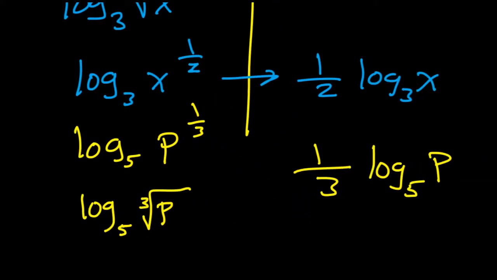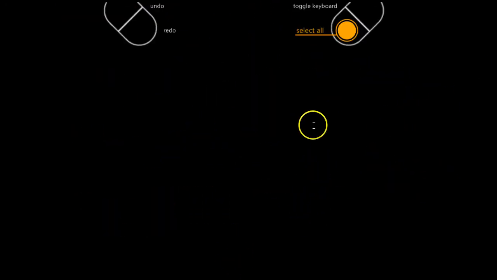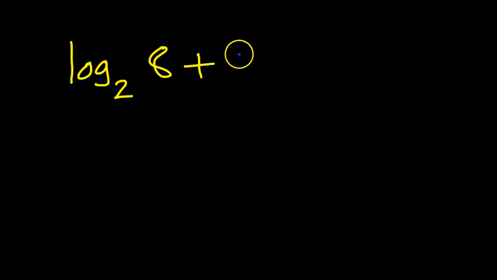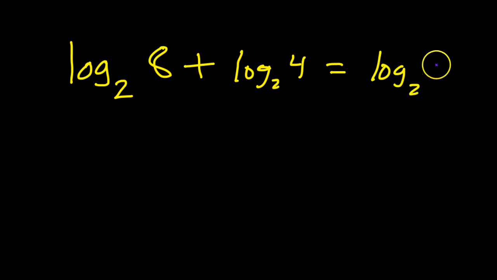And I just remembered one more thing I got to tell you. Let me erase all this mess first real quick. Now, here's one more thing I have to tell you. So far, I gave you these expressions separately. I gave you things like this: log base 2 of 8 plus log base 2 of 4. And you now know that that would equal the log base 2 of 8 times 4, which would be log base 2 of 32.